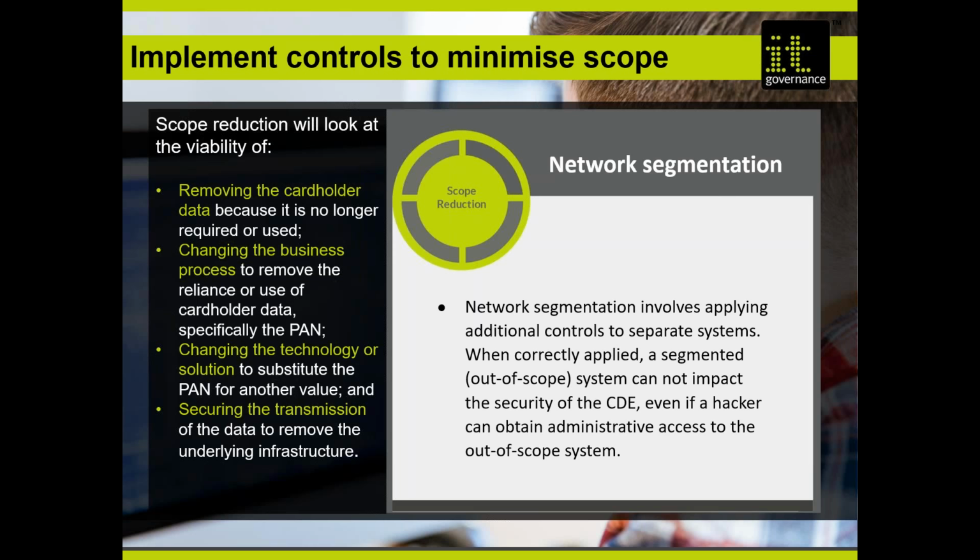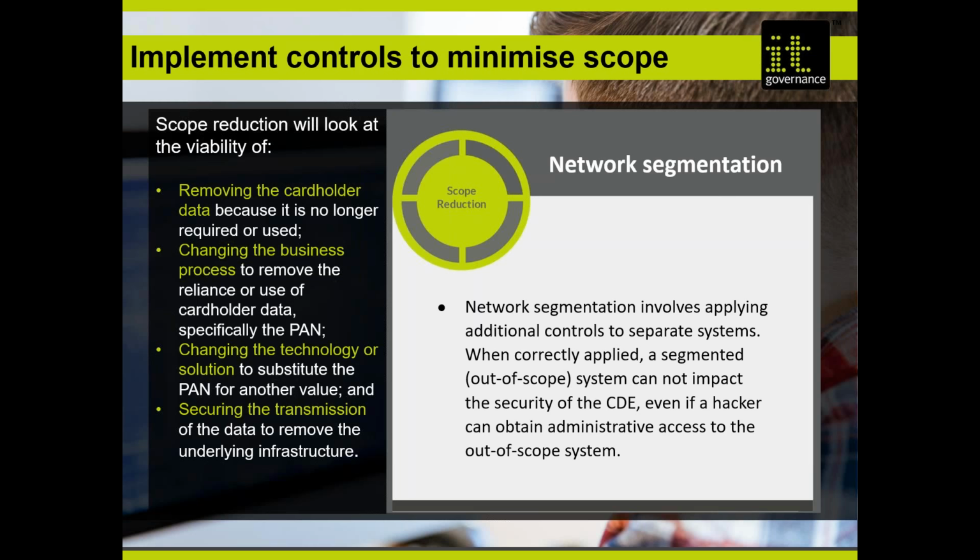When correctly implemented, network segmentation is one of the recommended methods that can help reduce the number of components in scope for PCI DSS. It helps minimize the cost and scope of the PCI DSS assessment, the cost and effort of implementing and maintaining PCI DSS controls, and the risk to the organization.